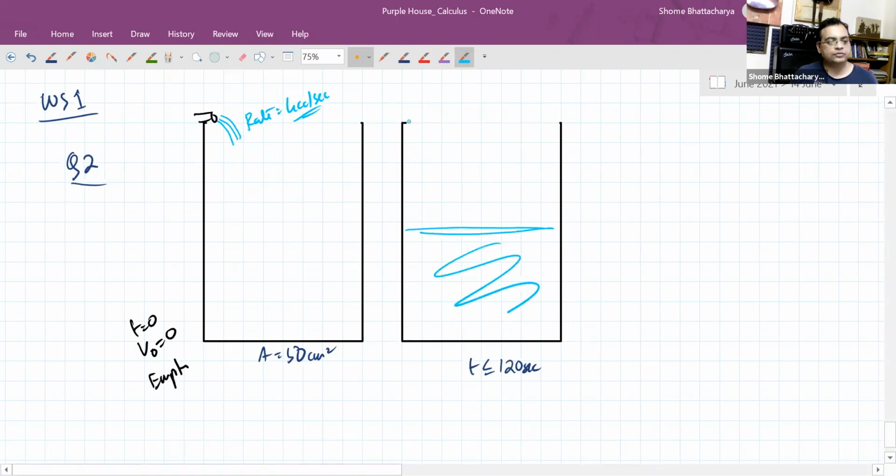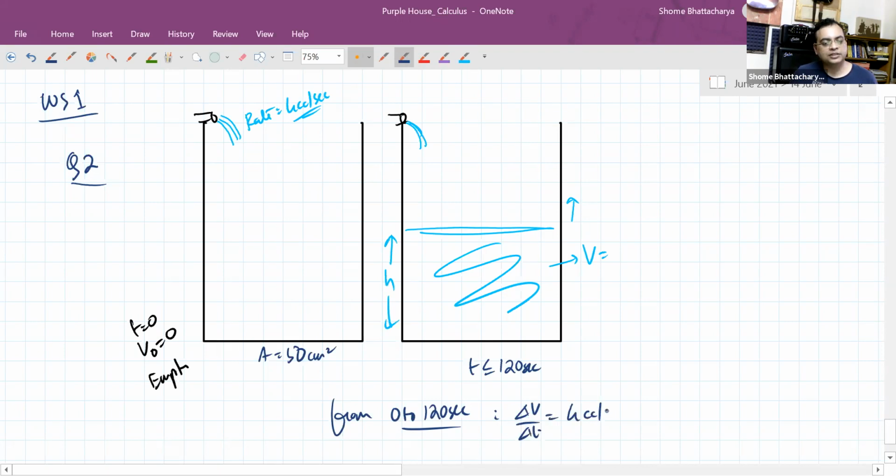only the inlet is happening. So the volume will be increasing with time, and the height will be increasing with time. So I know that from 0 to 120 seconds, the rate of change of volume with respect to time is how much? It is 4 cubic centimeters per second.